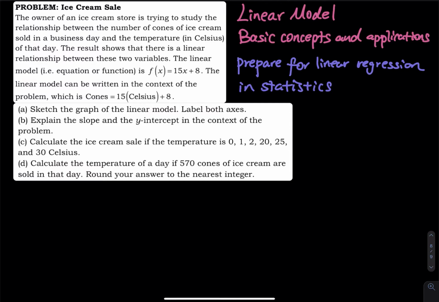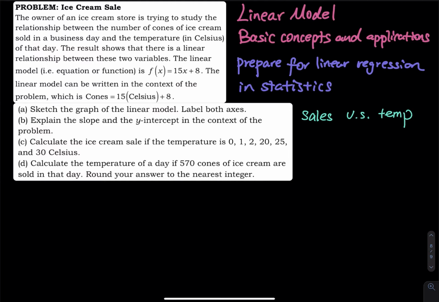Linear model means a function. All right, model means a function. So in linear model, we always have two variables. Let's take a look at the problem. The owner of an ice cream store is trying to study the relationship between the number of cones of ice cream sold in a business day and the temperature in Celsius of that day. So in this problem, they are trying to study the relationship between sales versus temperature.